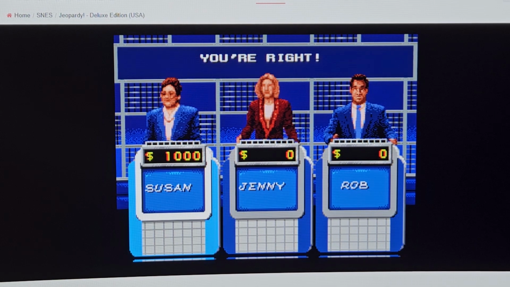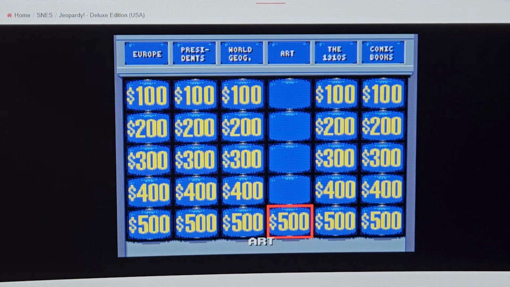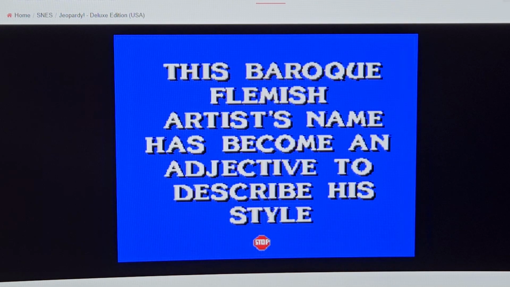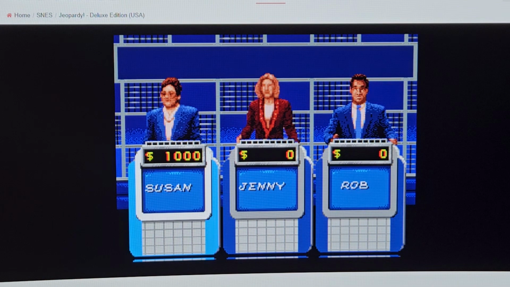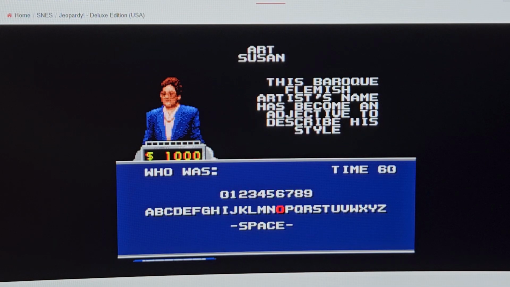How about we do art for 500? The answer is... This Baroque Flemish artist's name has become an adjective to describe his style. Who was Peter Paul Rubens?